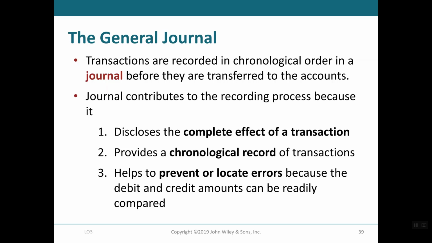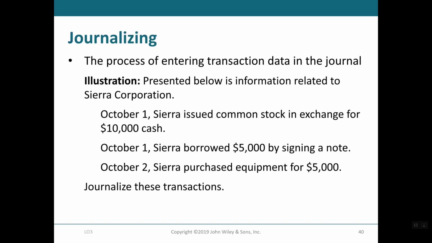Because you are recording the journal in chronological order, it helps to prevent or locate errors because the debit and the credit amounts can be readily compared. So when you record in the journal, it is easy for you to see the debit side and the credit side. You know when you put $50 in the debit and $500 in the credit, right? Because it's easy for you to see at a glance compared to that of a ledger. Because for the journal, everything is in one place.